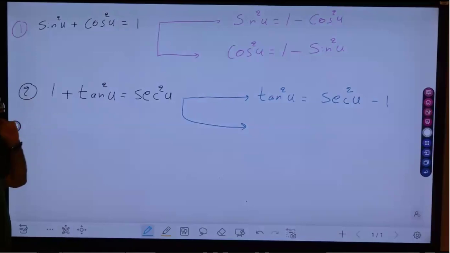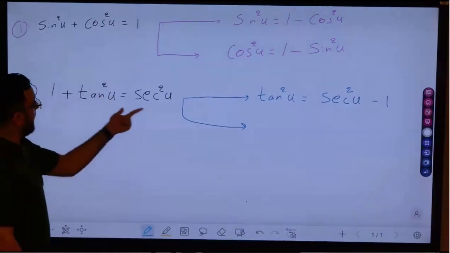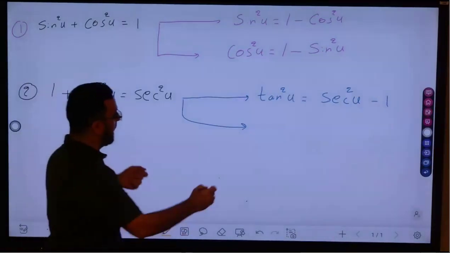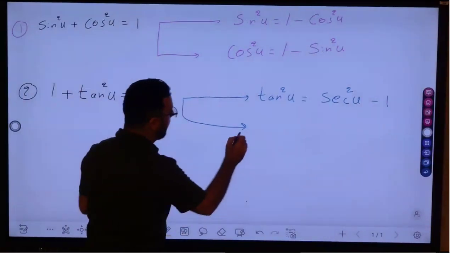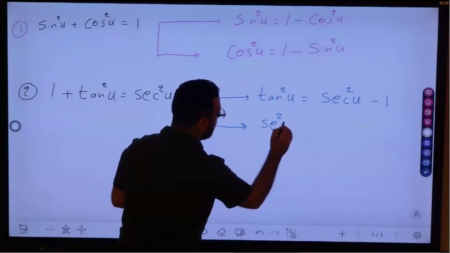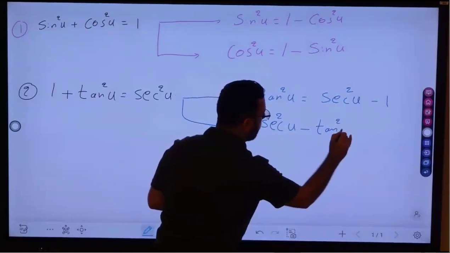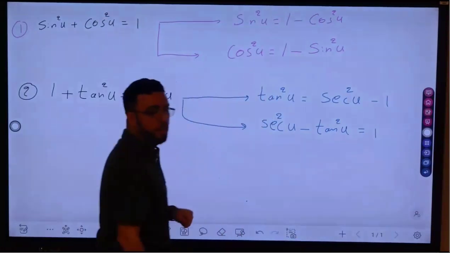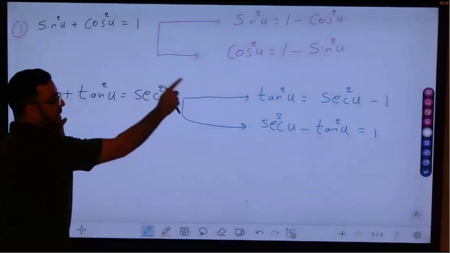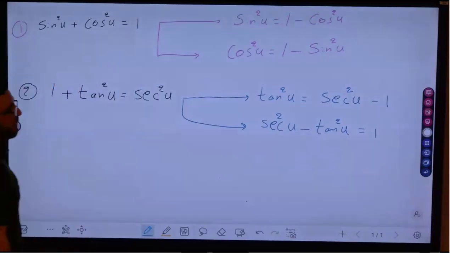Now, what else can I get from this rule? I can say 1 equals secant square u minus tangent square u. Yes, I can move the tangent to the other side. So I can say secant square u minus tangent square u equals 1. Moving the tangent to the other side. So I get another two rules from here.